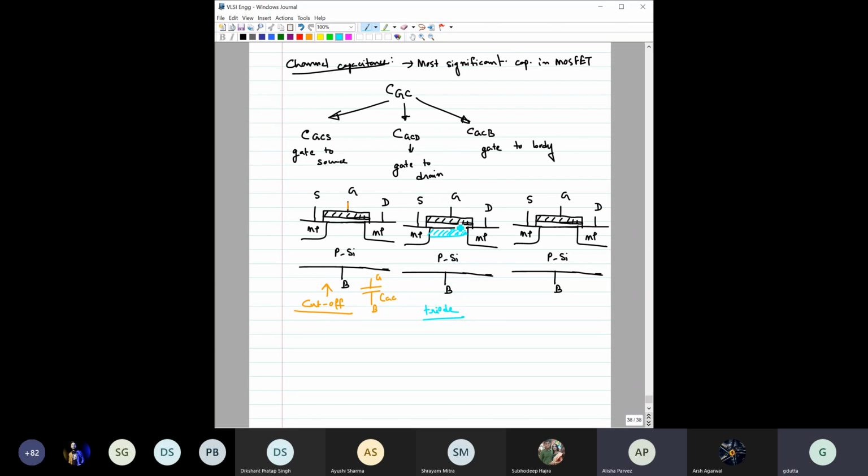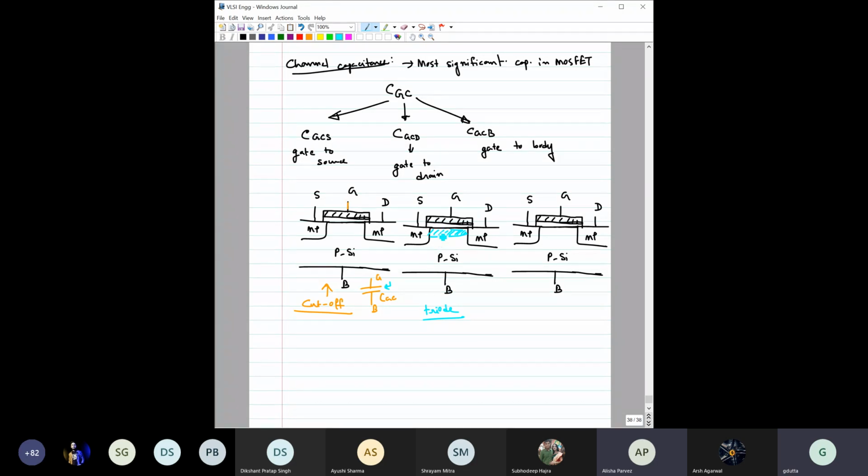Now you see, whenever the channel forms, this electron layer will create a shield between this gate and the body terminal, which was connected here because there was no channel. As soon as you have the channel, it will start the shielding between these two. So now your gate to body component, that capacitance CGC, would become equal to 0. I hope you have understood this.